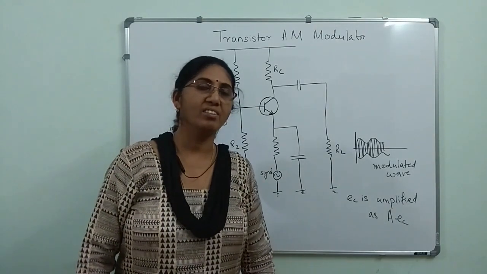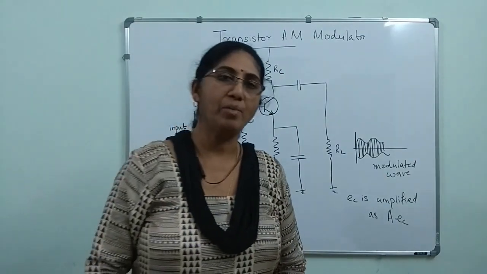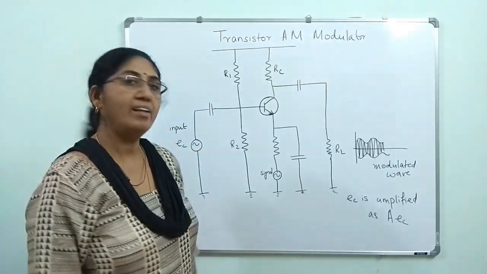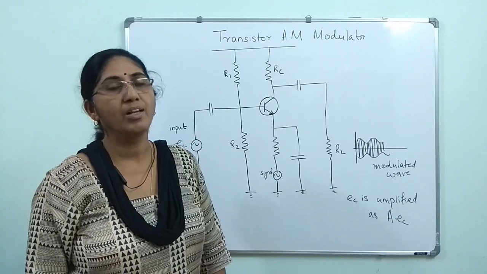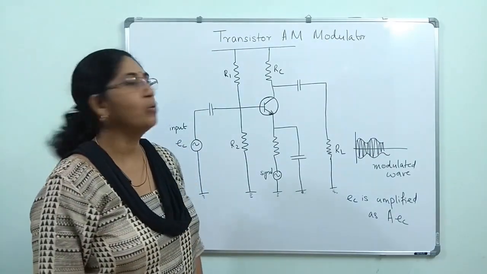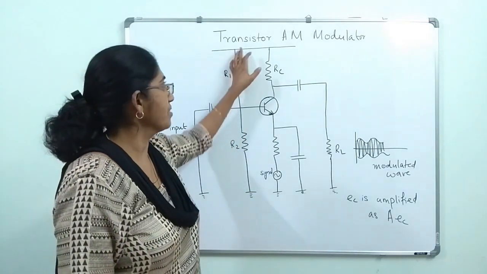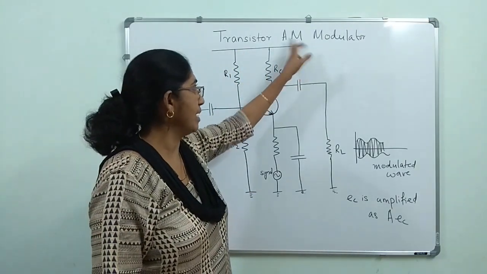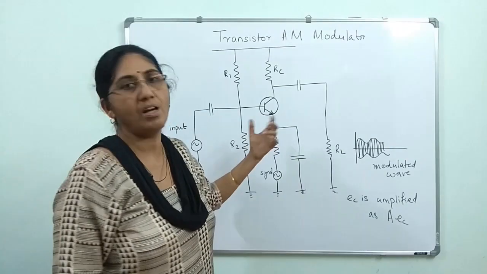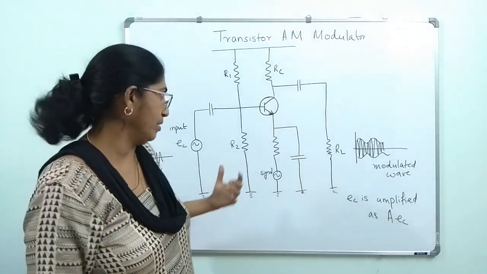So in the last class, we have been discussing amplitude modulated wave, analysis of amplitude modulated wave. So today we will see how this amplitude modulation is done. This is the transistor amplitude modulation, AM modulator. In this, we can see how this modulation is being done.